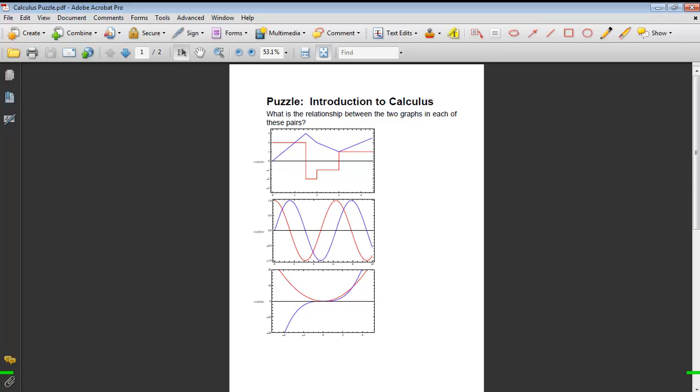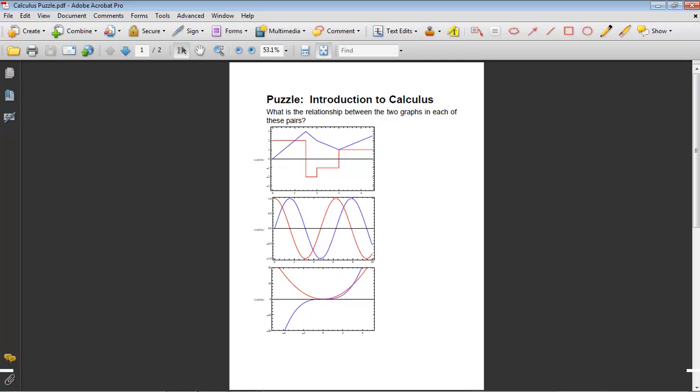Now in the other examples, that's not so obvious because there aren't any corners. They're both moving all the time. In fact, if you wanted to tell me what the simplest relationship is here, you'd just say that the blue is the red one shifted over to the right. But in this puzzle, the relationship between the blue and the red is the same in all examples.